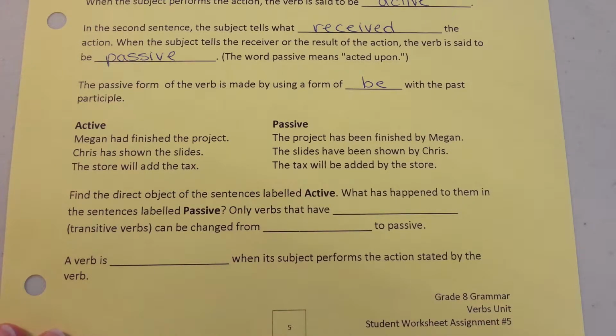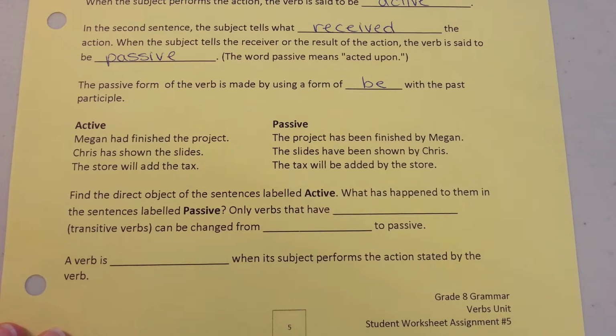Here are some examples. Megan has finished the project. Chris has shown the slides. The store will add the tax. Now the same sentences, but in passive form. The project has been finished by Megan. The slides have been shown by Chris. The tax will be added by the store.